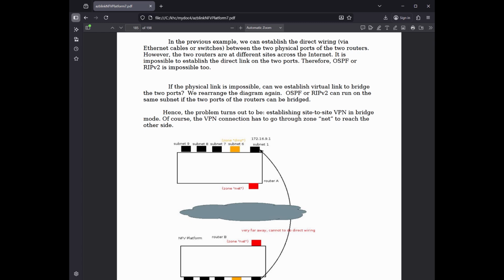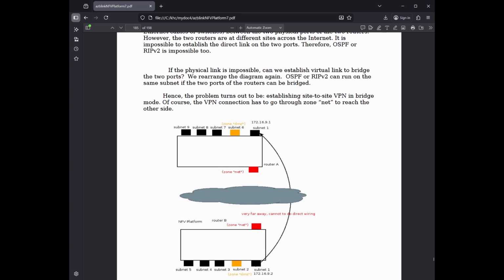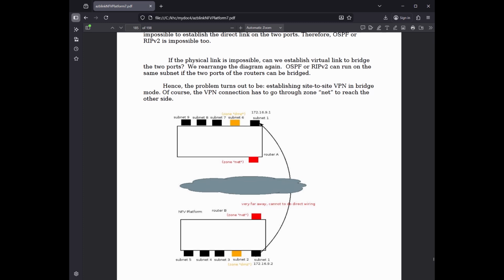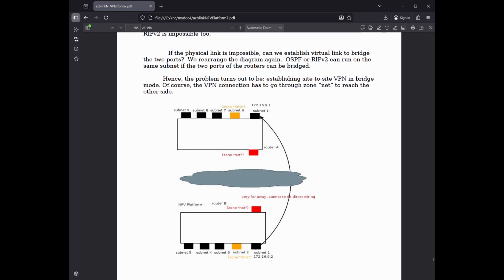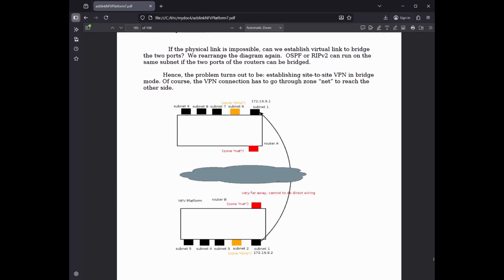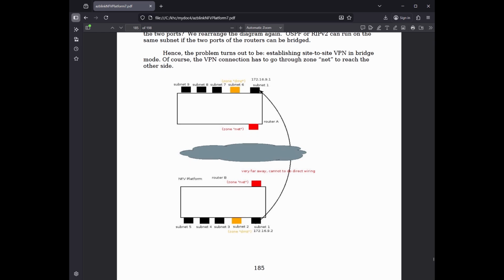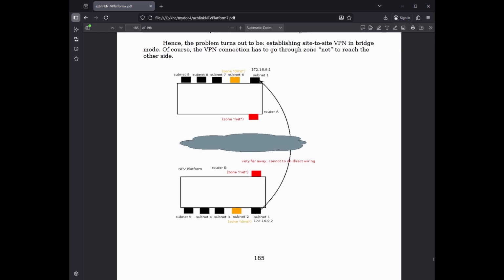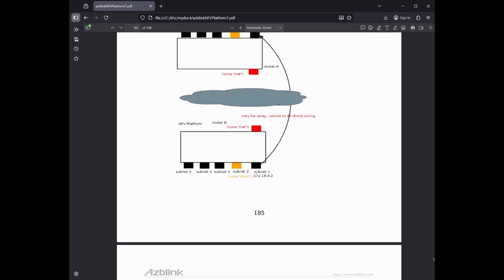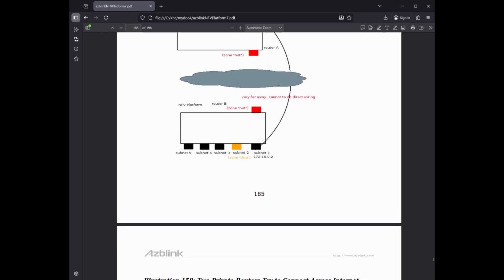We rearrange the diagram again. OSPF or RIPv2 can run on the same subnet if the two ports of the routers can be bridged. Hence, the problem turns out to be establishing site-to-site VPN in bridge mode. Of course, the VPN connection has to go through Zone Net to reach the other side. Illustration 158, two private routers try to connect across Internet for site-to-site VPN in bridging mode.